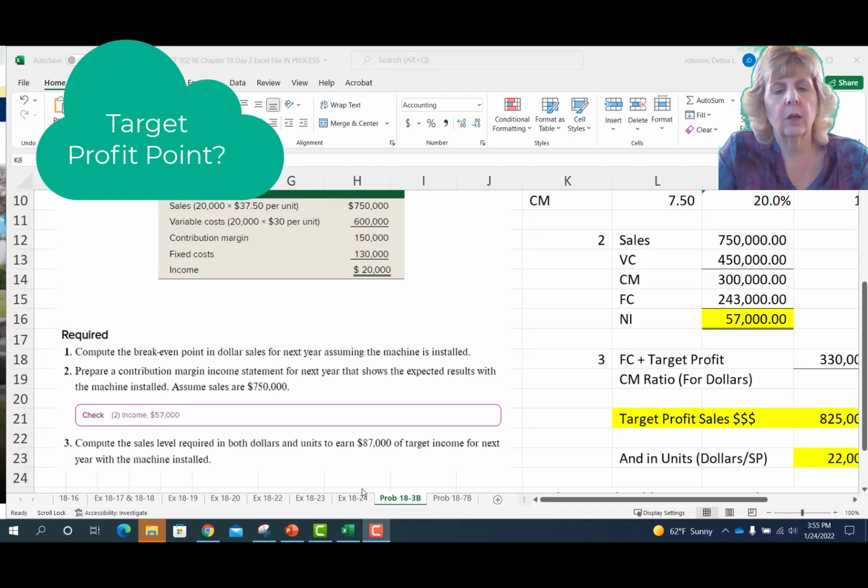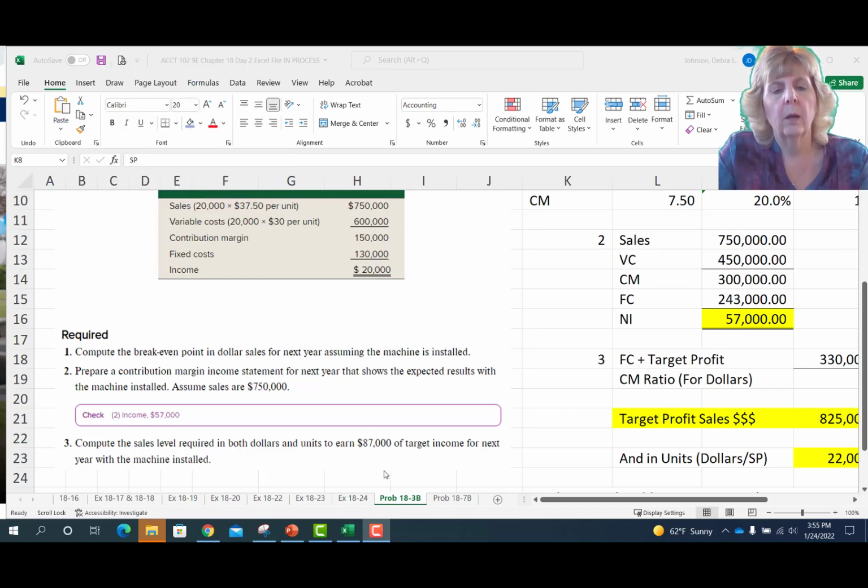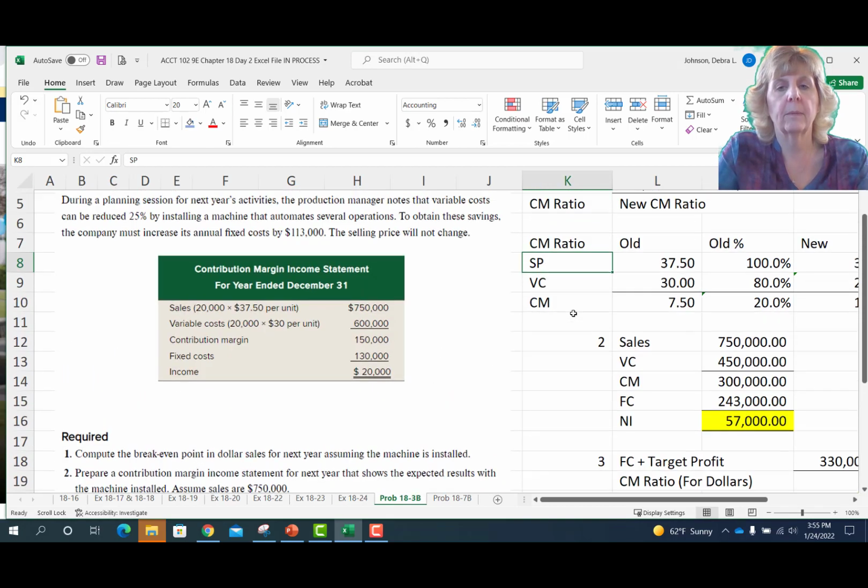They want to know, can you do a target profit point? That company's going to earn $87,000 of target income. So again, great review of the chapter. If you can compute these items, you have a pretty good understanding of cost, volume, profit.